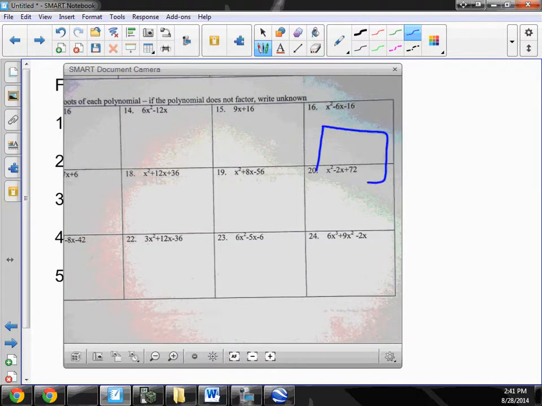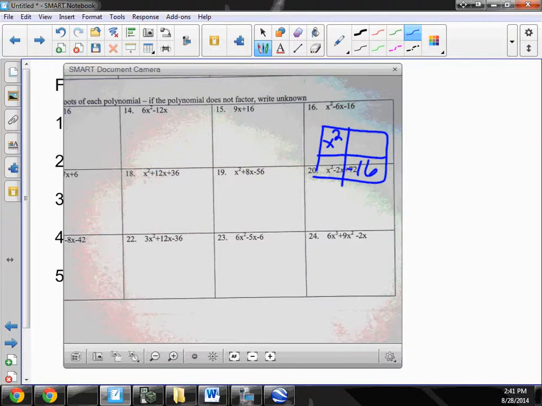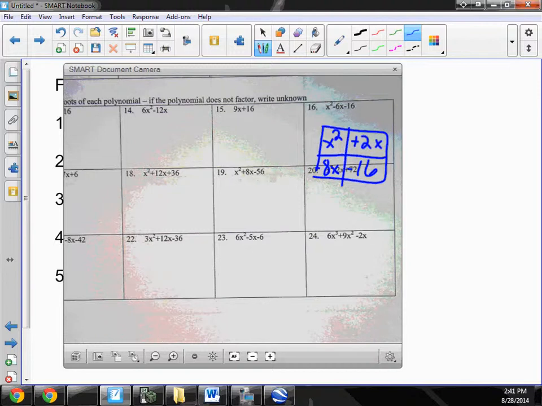I'm going to draw the box. X squared, negative 16. Are there factors of negative 16 that add to be negative 6? Negative 8x and plus 2x. What does the top row share? An x. X squared over x is x. Negative 8x over x is negative 8. 2x over x is 2. Is negative 8 times 2 negative 16?